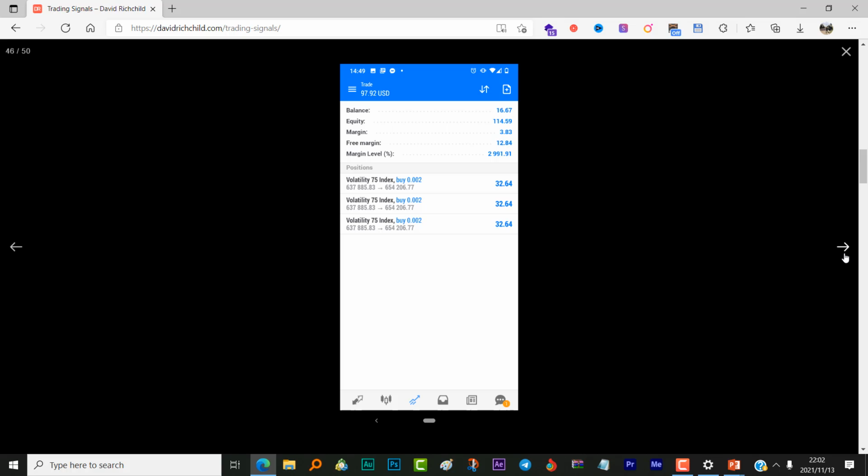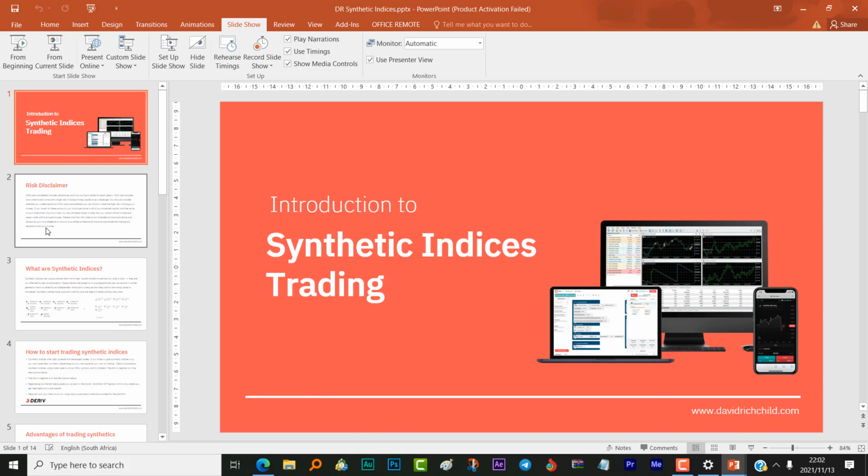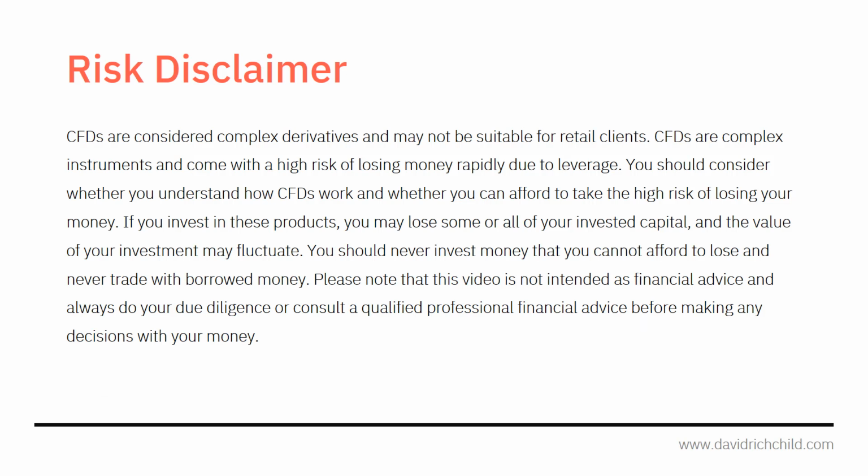All right, with that being said, guys, let me get into my disclaimer. Just as a disclaimer, CFDs are considered complex derivatives and may not be suitable for every retail client. CFDs are complex instruments and come with a high risk of losing money rapidly due to leverage. If you don't know what leverage is, we shall talk about it, and you can research about it. You should consider whether you understand how CFDs work and whether you can afford to take the high risk of losing all your money.